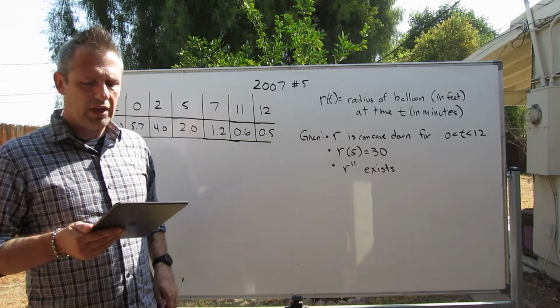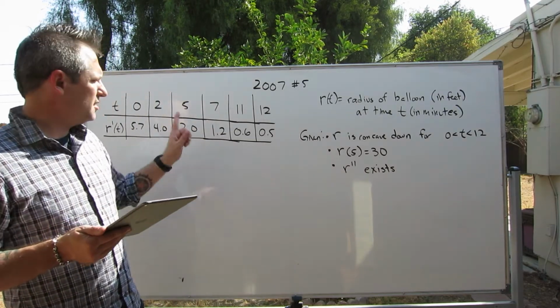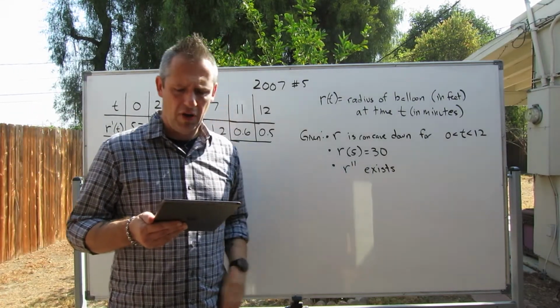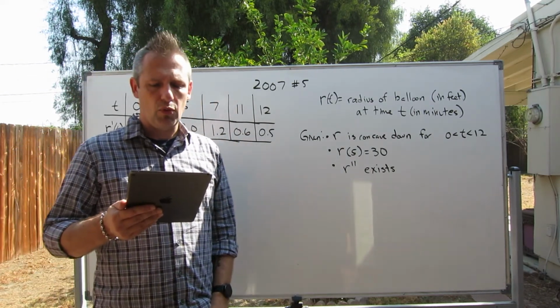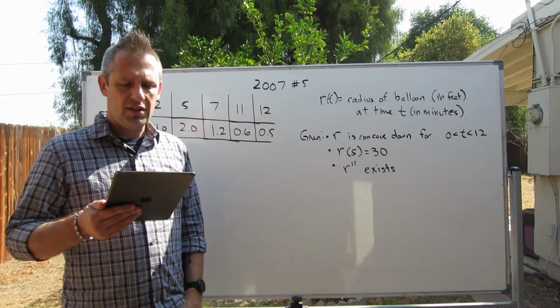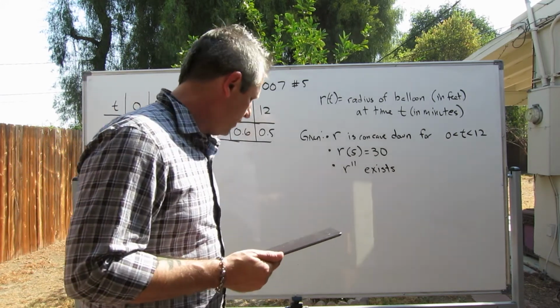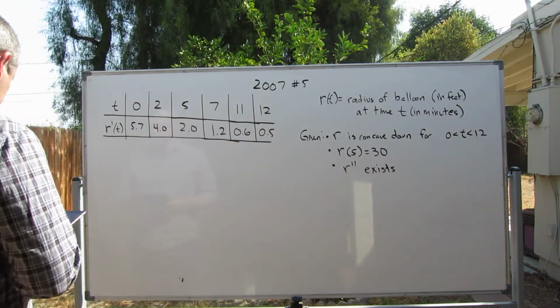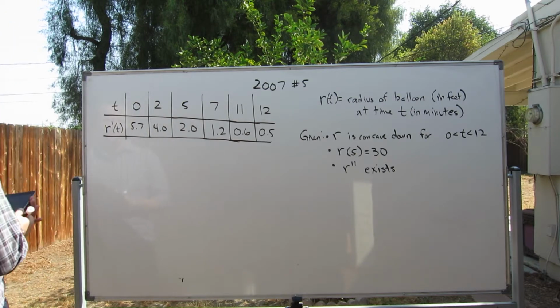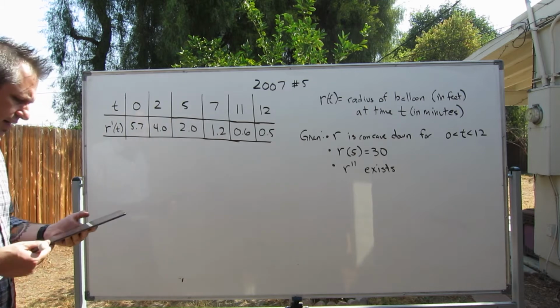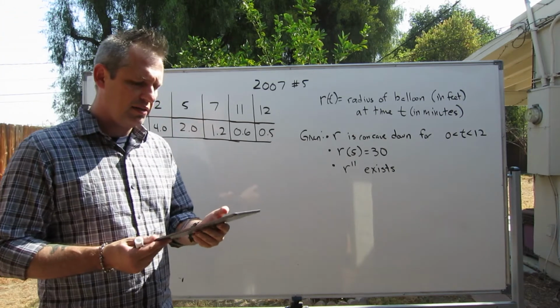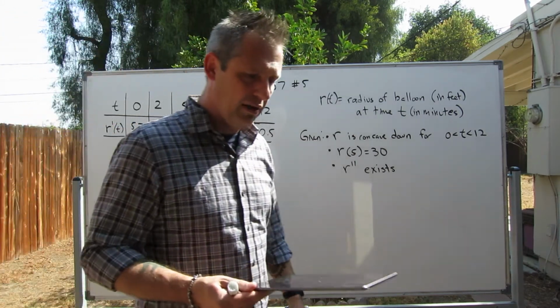We're also told that the radius of the balloon is 30 feet when t equals 5. So r of 5 is 30. Okay, so the first question asks us to estimate the radius of the balloon when t equals 5.4. So our goal is to estimate r of 5.4. Now, how do we do that? It says using the tangent line approximation at t equals 5.